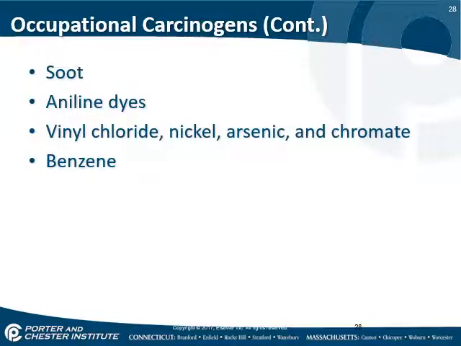All right. And here's a couple. Again, soot. We keep going back to these poor guys. Let them just have a broom and rest in peace. Soot, aniline dyes, vinyl chloride, nickel, arsenic, chromate, benzene. And if you are interested in this, on page 148, there is a table that lists all the different carcinogenic substances that are often found to be occupational related or virus related. Okay.